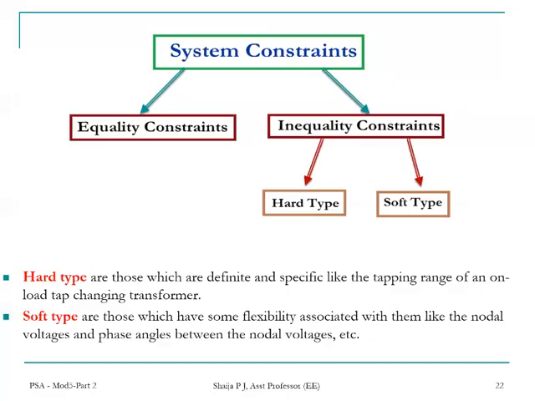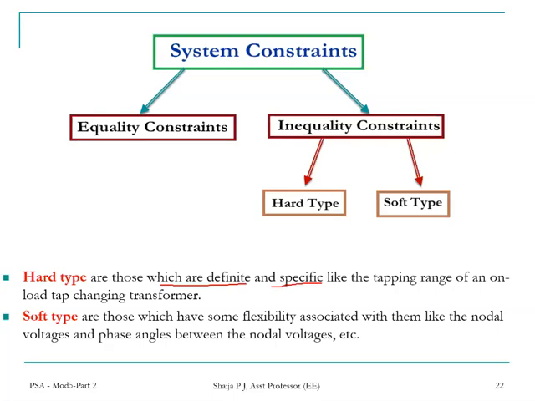Now we will move on to the next topic, system constraints. What are system constraints? In the earlier discussion, we found that there are two types of system constraints. One is called the equality, second is called the inequality. And inequality can again be divided into hard type and soft type. What are they? Hard type are those which are definite and specific.